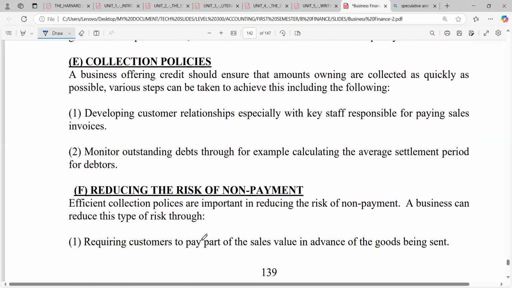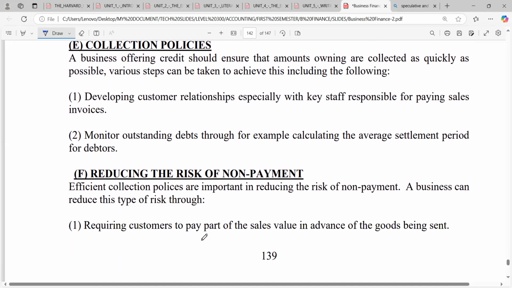How do you reduce the risk of non-payment? Efficient collection policies are important in reducing the risk of non-payment. A business can reduce this type of risk by requiring customers to pay part of the sales value in advance of the goods being sent.